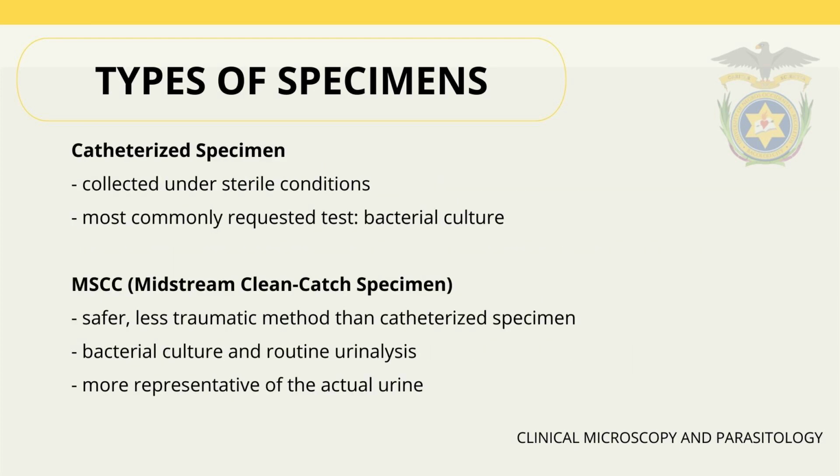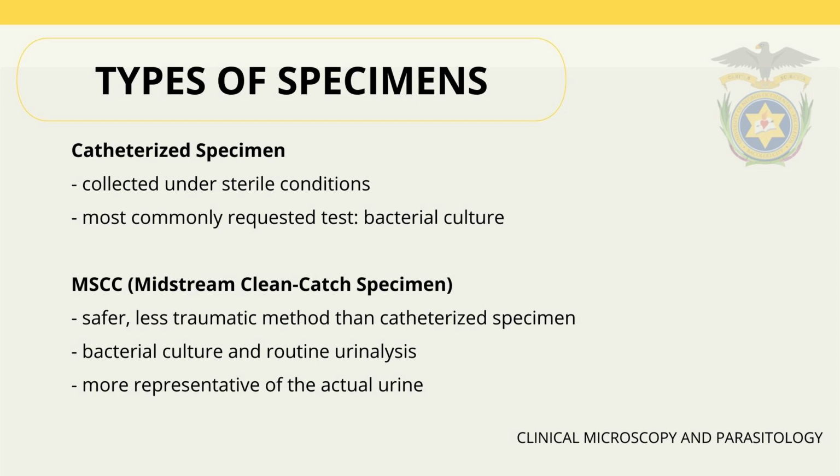For catheterized specimens, these are collected under sterile conditions, and the most commonly requested lab test for this type of collection is bacterial culture. To perform a catheterized specimen collection, a hollow tube is passed through the urethra and into the bladder. A midstream clean catch specimen is a safer and less traumatic method than a catheterized specimen, but it is also ideal for bacterial culture and routine urinalysis.